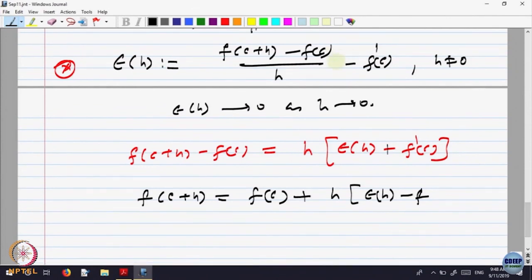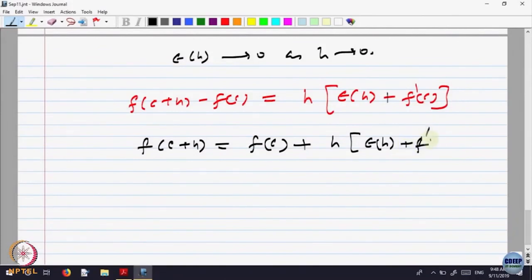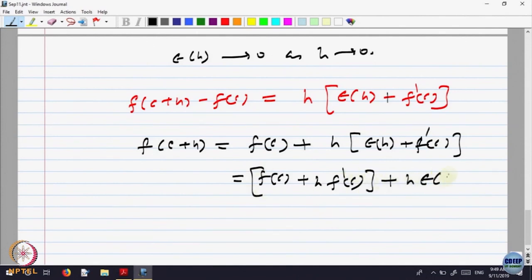H times f of c. So, I have taken it, yeah, that is plus f dash of c, right. So, let me rewrite this as f of c plus h times f dash of c plus h times epsilon h. I have just rewritten that equation.